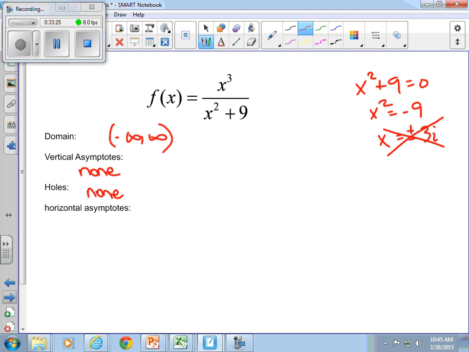Talking about horizontal asymptotes, none. Why none? The top is bigger than the bottom, and that rule is that there are no horizontal asymptotes. So does this graph even make sense? It does. It's actually prettier than some of the others. It's continuous. There are no breaks in it. Vertical lines, no asymptotes.